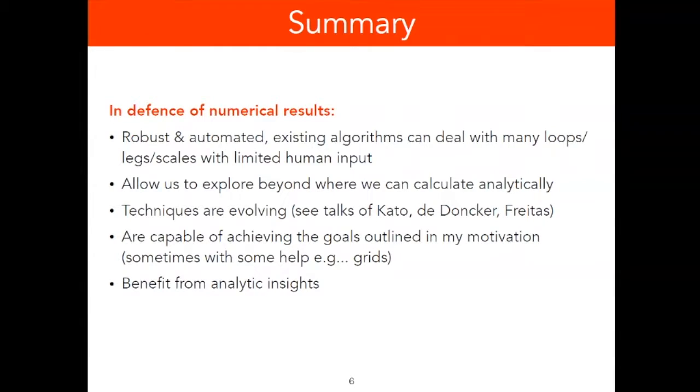So see the talks already at this conference. We saw, for example, the QMC, which I think is a very important development in the numerical approach here. And they're capable of achieving some of the goals outlined in my motivation. Sometimes they need a bit of help, for example constructing grids so that we can interface to the Monte Carlo generator. And they can benefit from analytic insights.